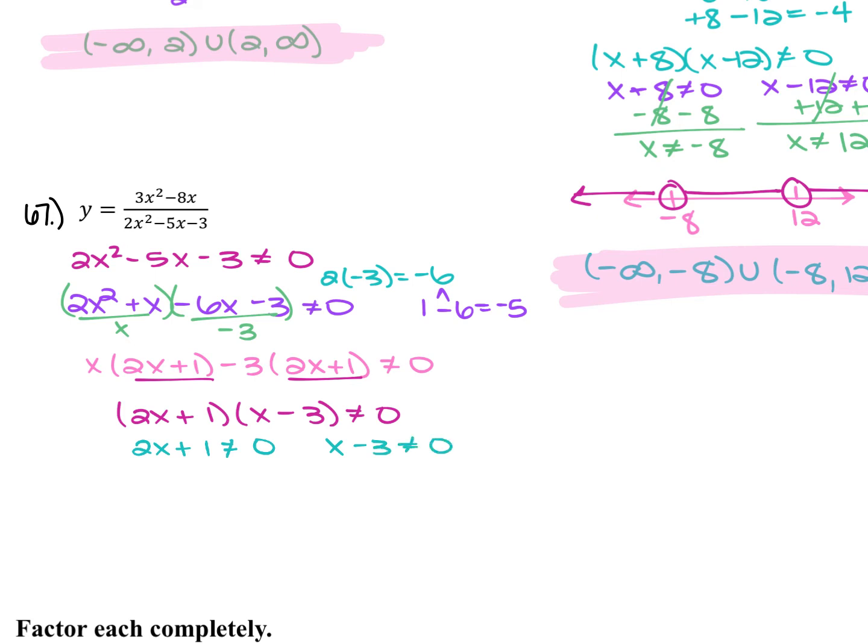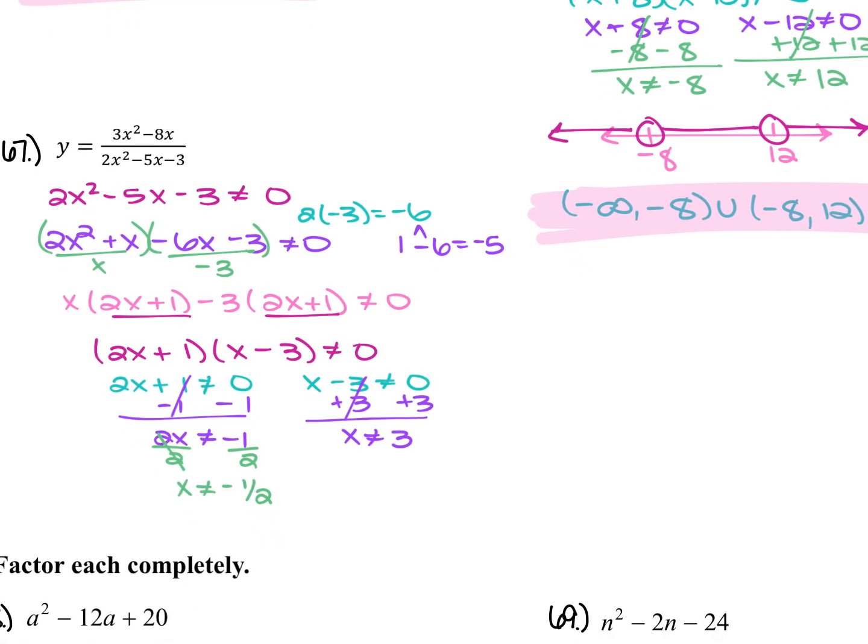For 2x plus 1 is not equal to 0, subtract your 1 over. That gives you 2x is not equal to -1. Then divide each side by the 2, so x cannot equal -1/2. For x minus 3 is not equal to 0, add your 3 over, so x cannot equal 3.